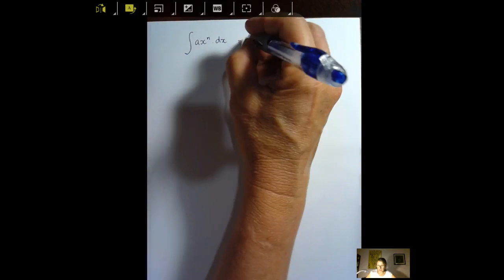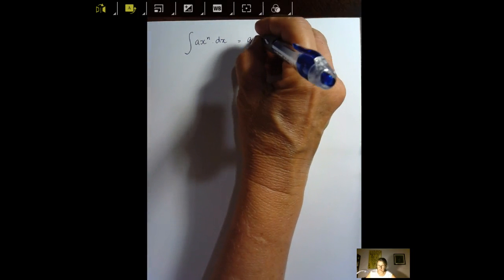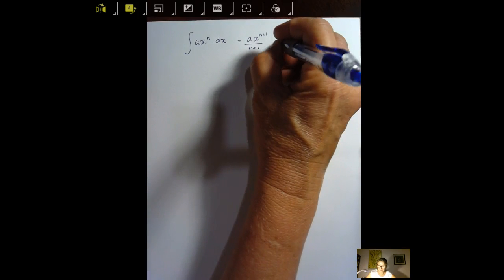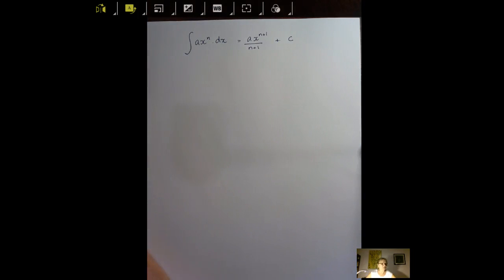Hi, let's have a look at a couple more examples of integration by rule. So if our integration rule looked like this, if I wanted to find the integral of a function that was ax to the power of n dx, then it's going to look like ax to the power of n plus 1 divided by n plus 1, plus c, our constant.